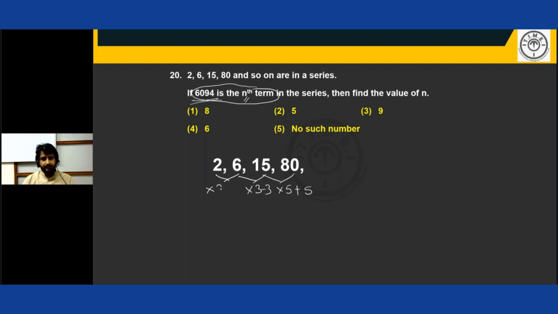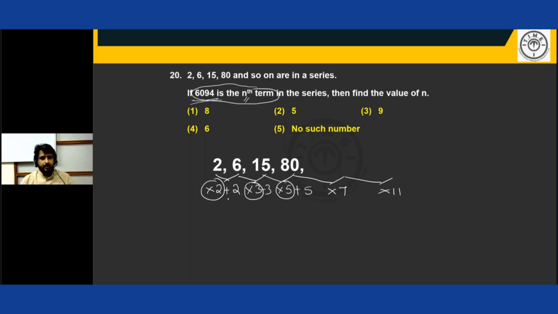2 and 6 into 2 plus 2 into 2 plus 2. What are the numbers that we are taking with for multiplication? 2, 3, 5. Where do we get 2, 3, 5 consecutively? Prime numbers. So after 5, the prime number is 7, and after that the prime number is 11.